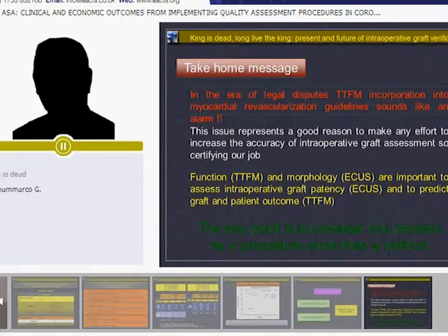Function, transit time flow measurements, and morphology, high resolution echography imaging are important to assess intraoperative graft patency, and by echo, by imaging, to predict the graft and patient outcome. That is a good issue for the transit time flow measurement. But the key point is to consider this process as a procedure more than a method. So my suggestion is to perform all the methods.